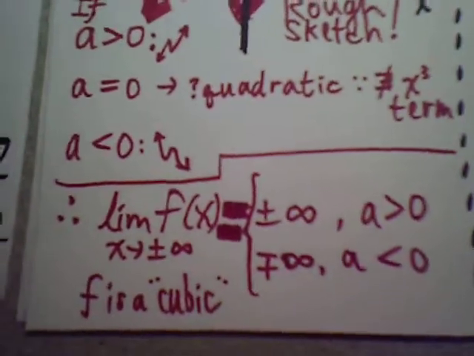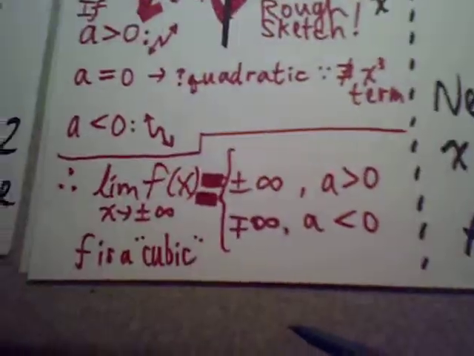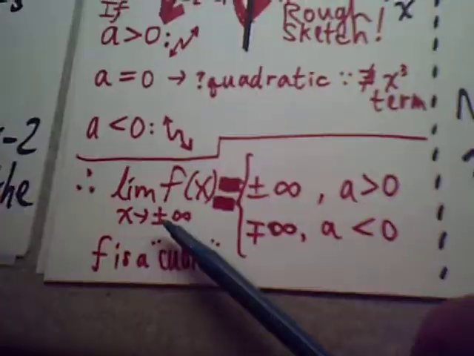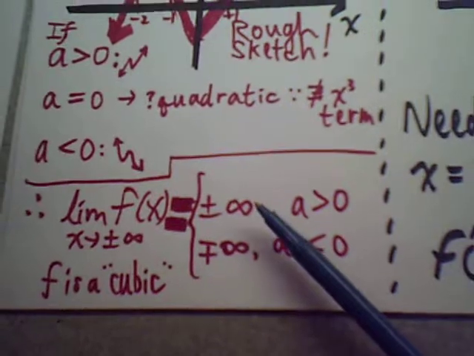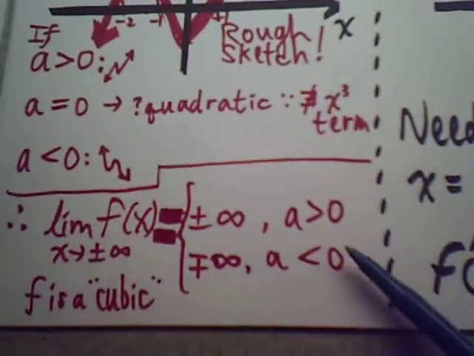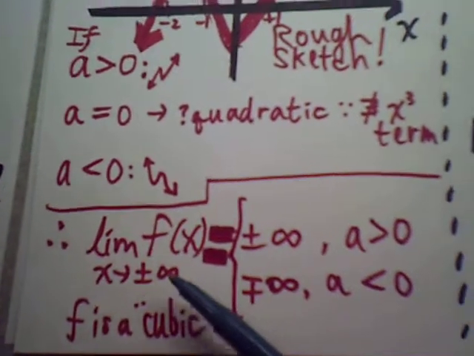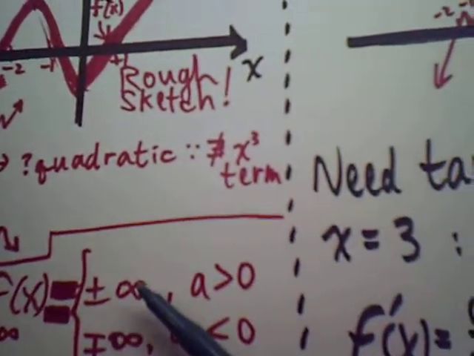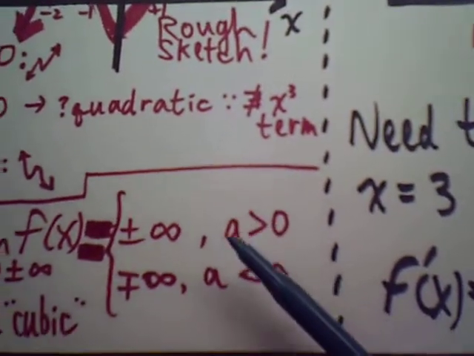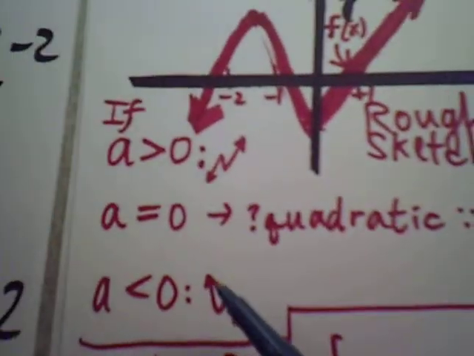I said limits, which in calculus, if you've done a bit of calculus, you're aware of what limits are. As x approaches positive infinity, the function will go to positive infinity if a is greater than 0, but to negative infinity if a is less than 0. And if x is approaching negative infinity, going way to the left, then we expect negative infinity for the function if a is greater than 0, and positive infinity if a is less than 0. That's just a limit way of expressing what I drew beside the equations here.